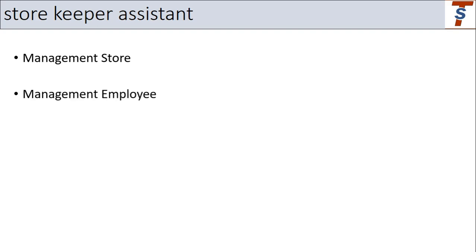Second point, guys, if you want to become a good storekeeper assistant, you need to manage employees properly. You need to deal with some people or third party clients, so you need to manage these two things properly.